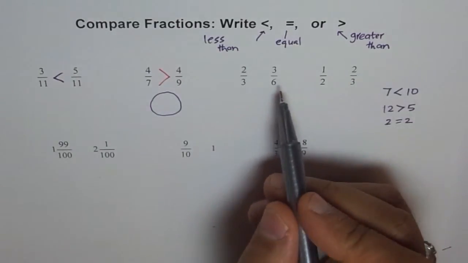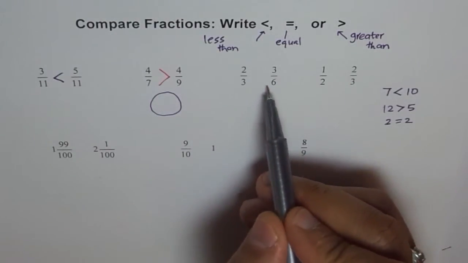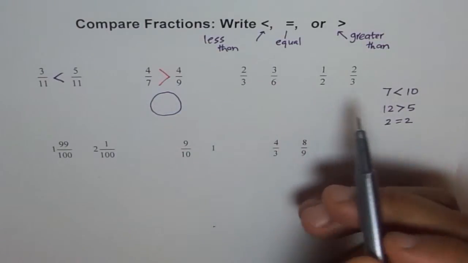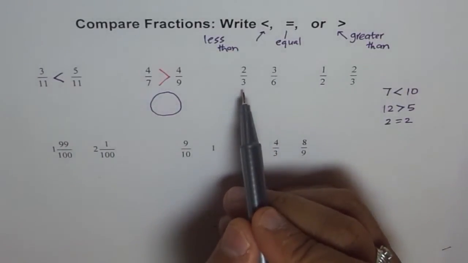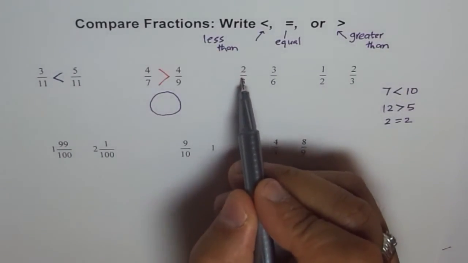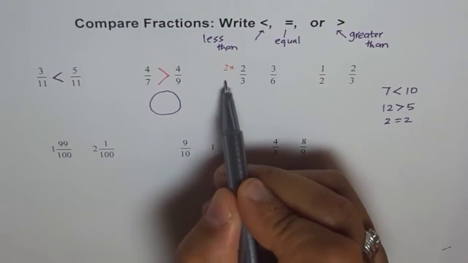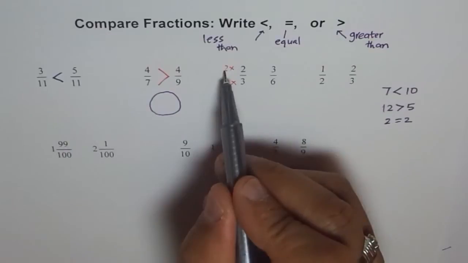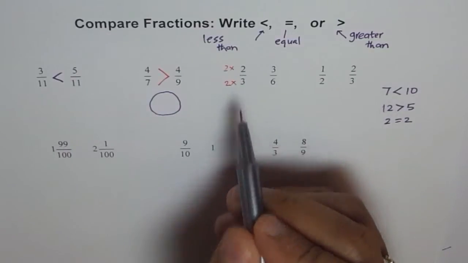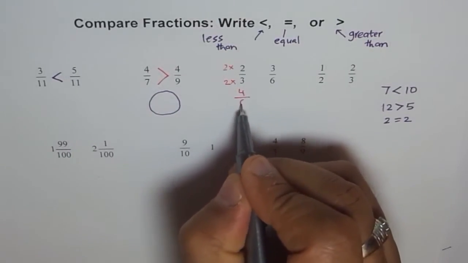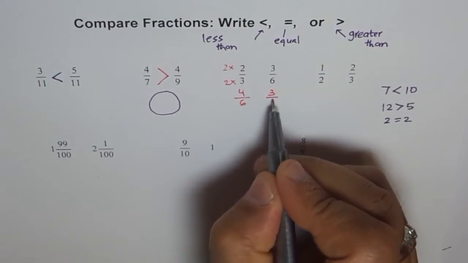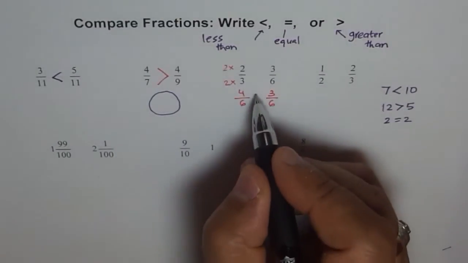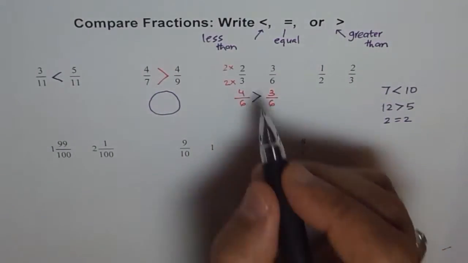Okay. Here, when the denominators are different, the best way to compare is to make the denominator the same. How can you make this denominator the same? You can multiply both by 2, right? So let's multiply them both by 2. So if I do that, what does this fraction become? 2 times 2 is 4, and this is 6. So this becomes 4 over 6. And here we have 3 over 6. Now they have the same denominator, right? Now it's easy to write. This is greater than this, correct? So we'll put this symbol here.